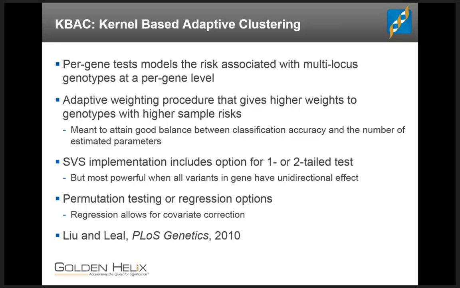KBAC is strictly a rare variant test, but it models a kind of multi-locus genotype within each gene, and has an adaptive weighting procedure that goes into the model, and it essentially tries to identify which multi-locus genotypes may be associated with higher or lower sample risk. And again, there are a lot of options on how you use it and the way it's implemented in SVS, and we'll take a look at a few of those as we go along.